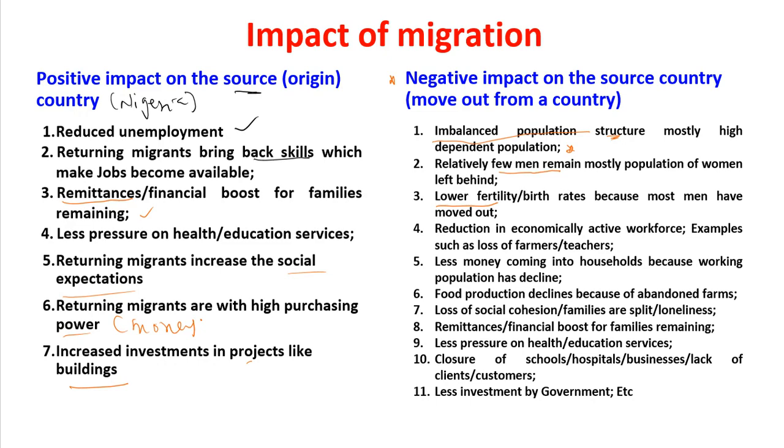Now, less money will be coming into the household because the working population has declined. Now, food production will decline because most of the men have abandoned farms and gone somewhere else. Now, there will be loss of social cohesion, so families tend to split. It will lead to loneliness.